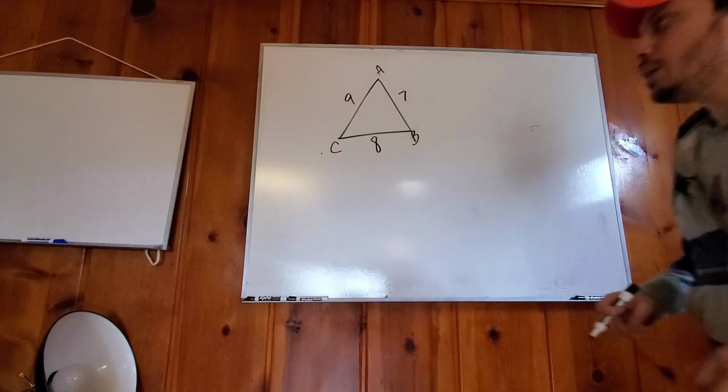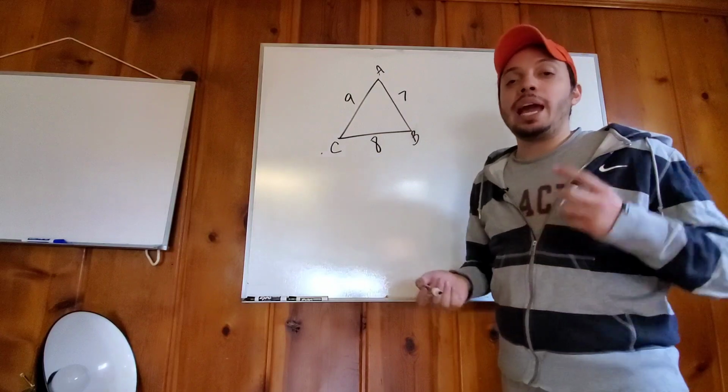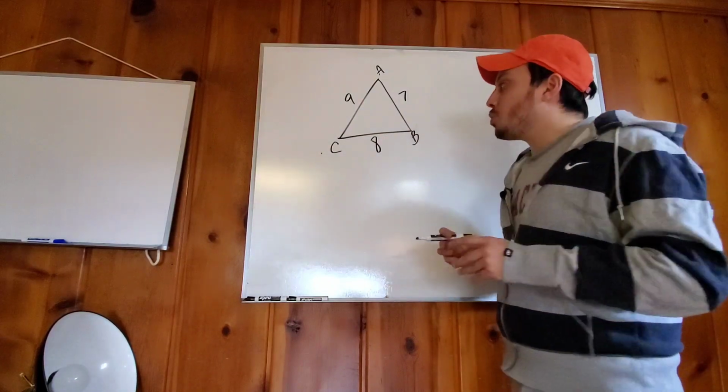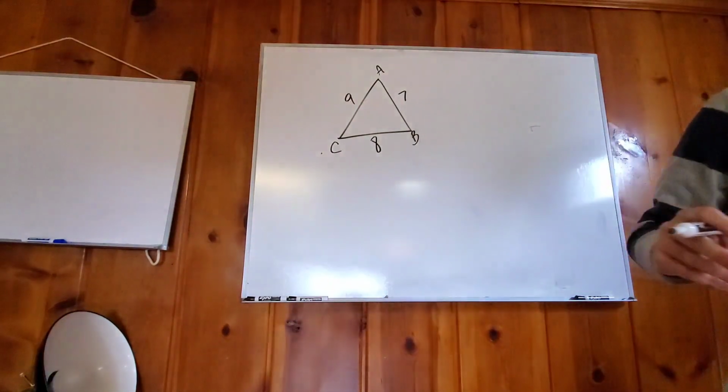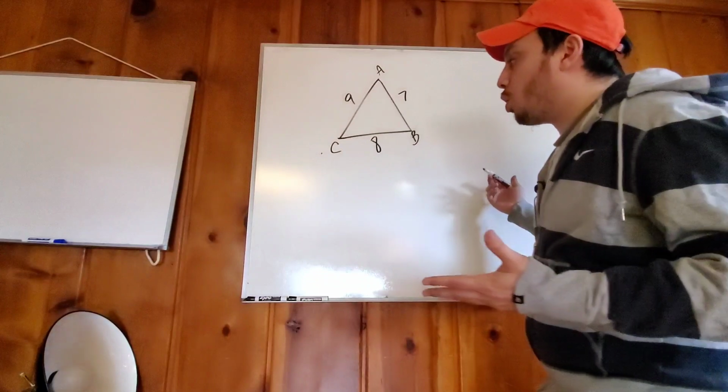All right, example 2. Example 2 is the opposite. We have the side lengths, but we don't know the angle measurements. They ask us, the lengths of sides A, B, C are given, list the angles in order of size from the smallest angle to the largest angle.